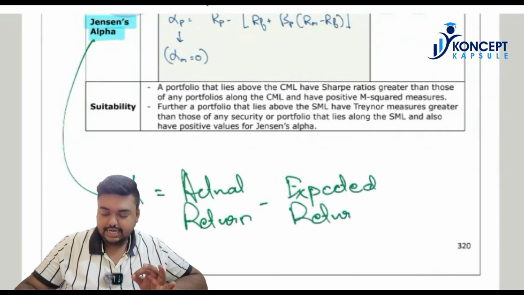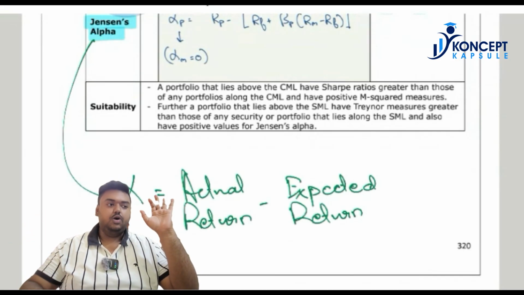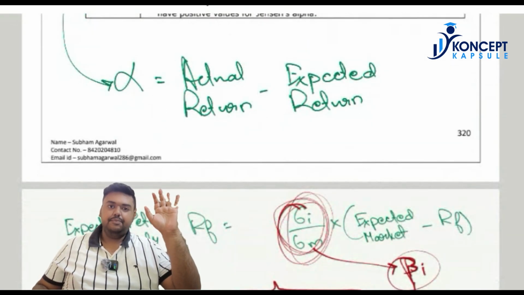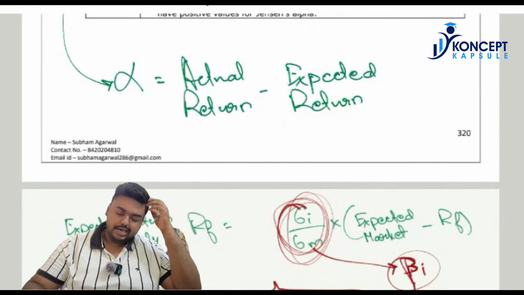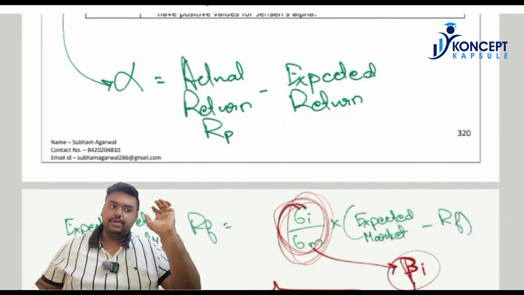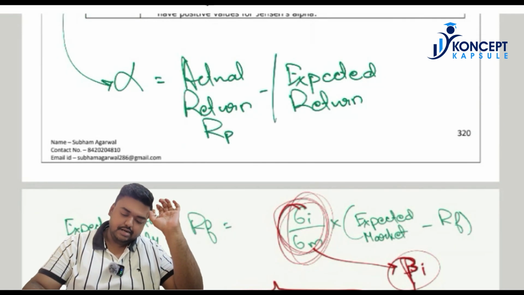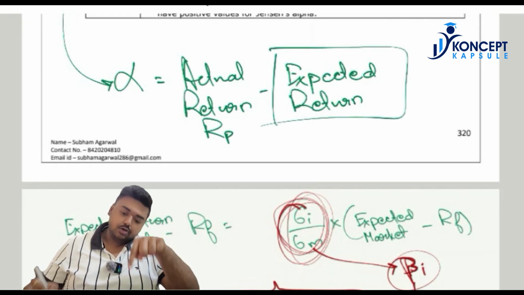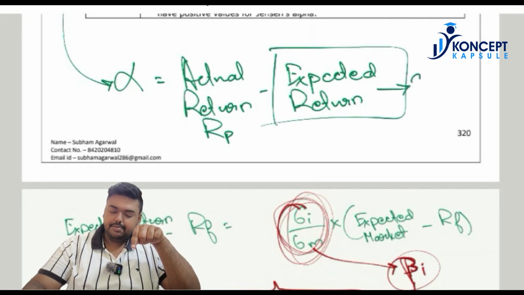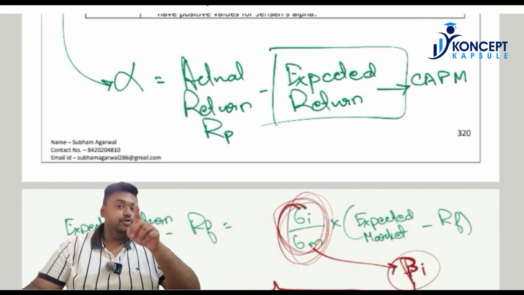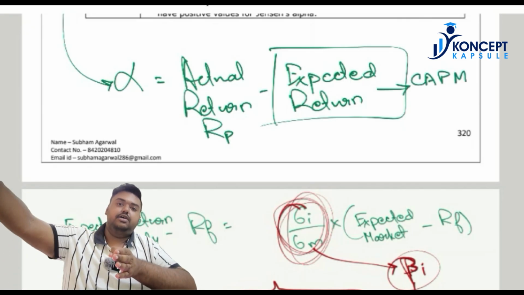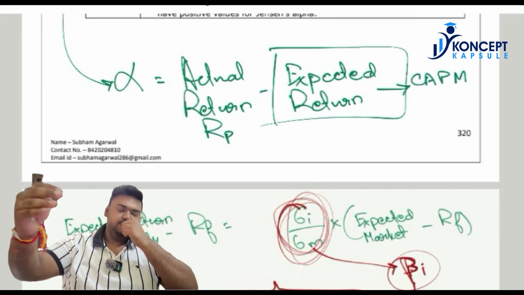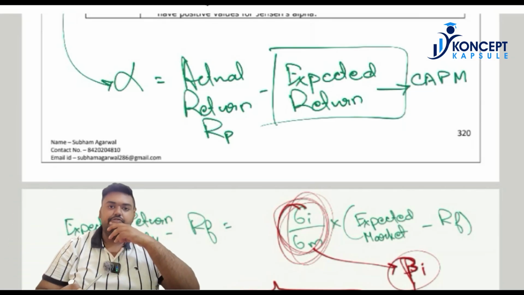As simple as it can get. What we are doing in Jensen's alpha is we are doing actual return minus the expected return. Very simple. Actual return is denoted by RP. Expected return is calculated using the CAPM model. And if you remember, I had told you CAPM model has an application further as we go on studying. So this is the first application that we have.